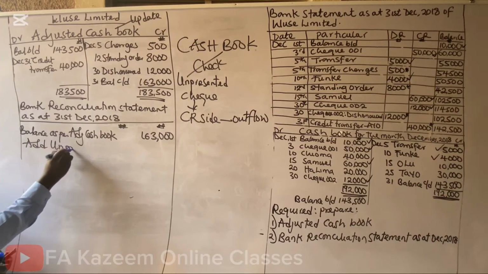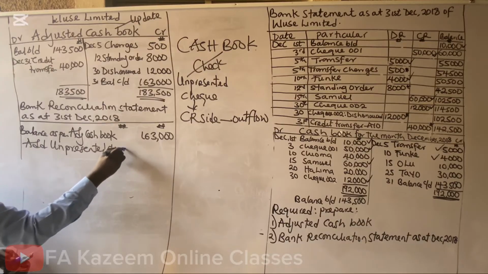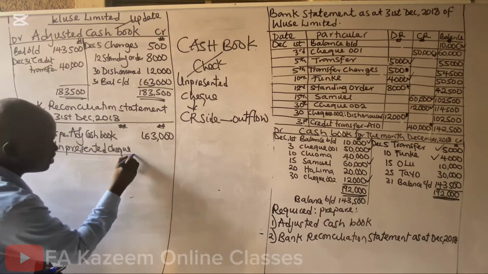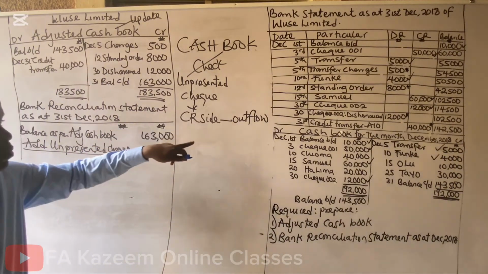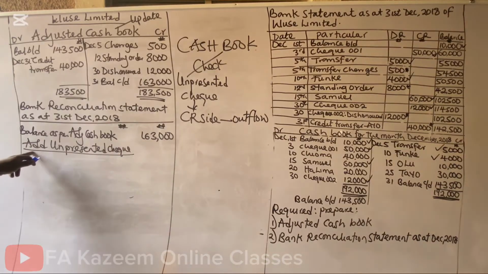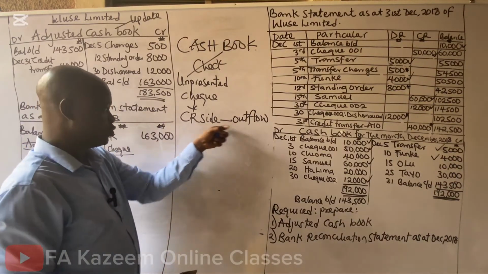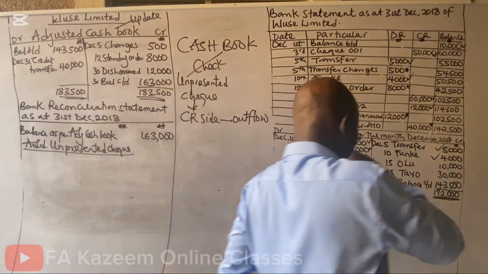And we are going to add it back. Because any check that was given out but was not presented to the bank, it means there's no outflow. And if there's no outflow, what do you do? You add back. Now let's check how many checks were given out on the credit side of our cash book.